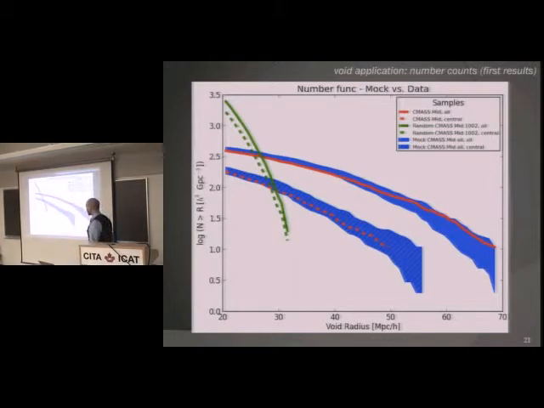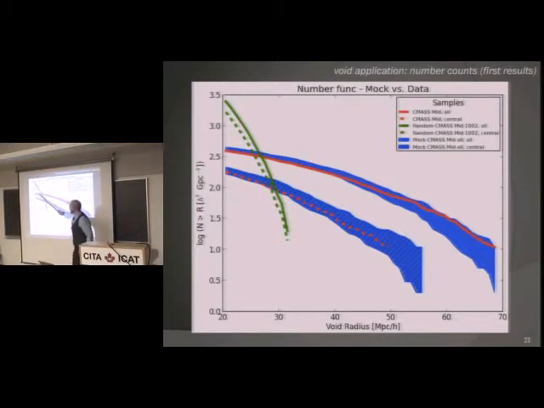and this is something we're working on ourselves, is just ask, is lambda CDM compatible with the population of voids that we see in the universe? It's a fair question. So here in the red line, there's the void cumulative number function, so the number of voids greater than a particular size. And this is actually from CMASS. This is from data release 9 of the SDSS.